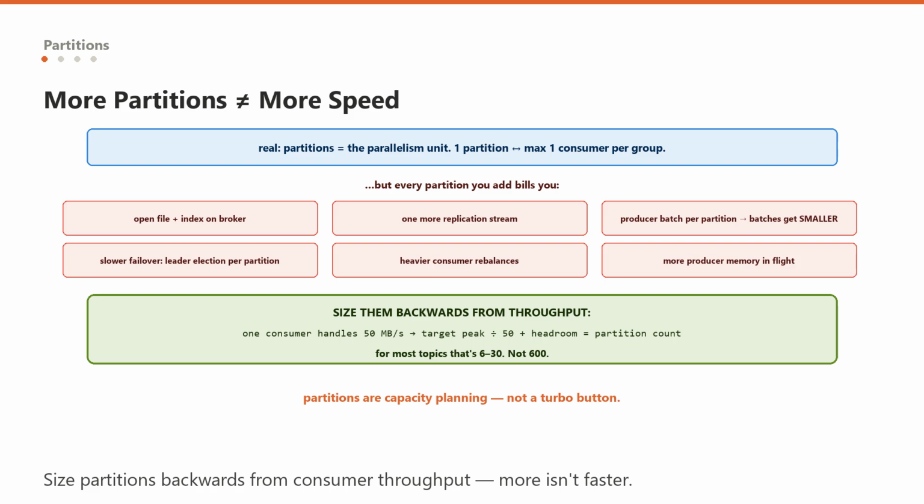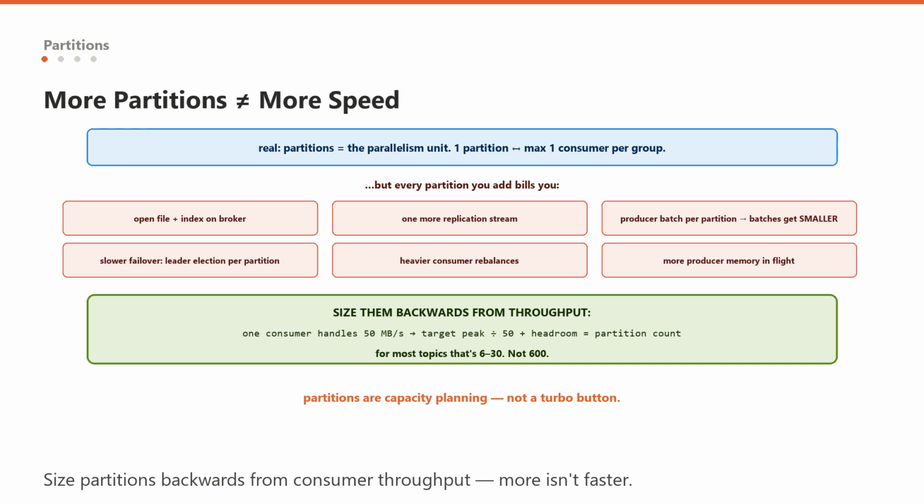When a broker restarts, every partition it led needs a leader election. With tens of thousands of partitions, failover goes from seconds to minutes. And when a consumer joins or leaves a group, the rebalance cost scales with partition count too.